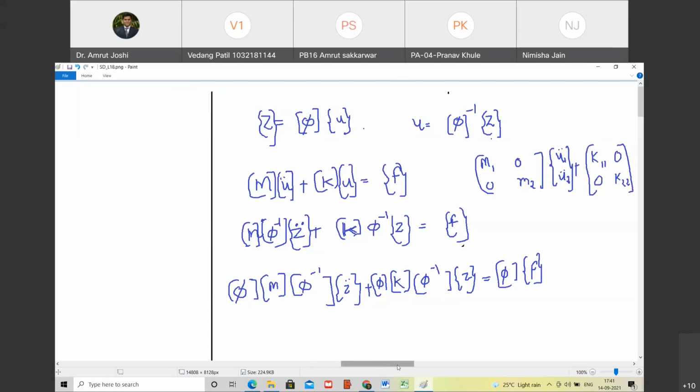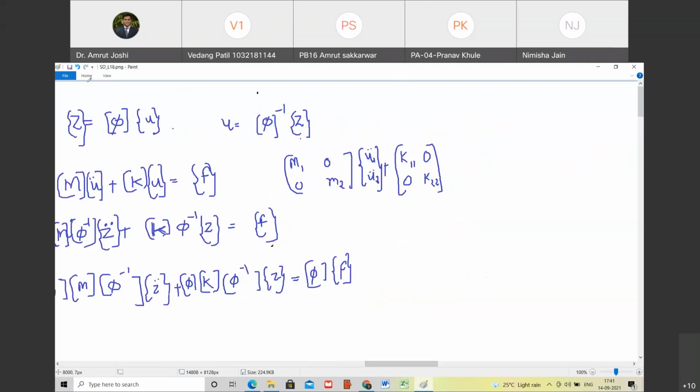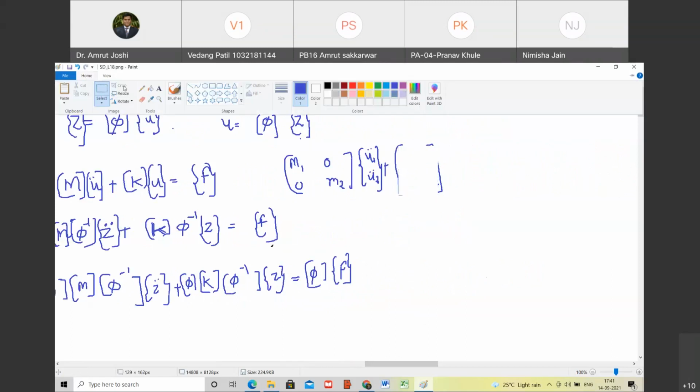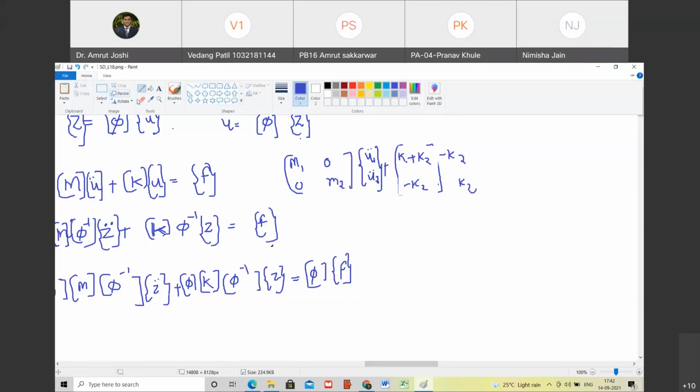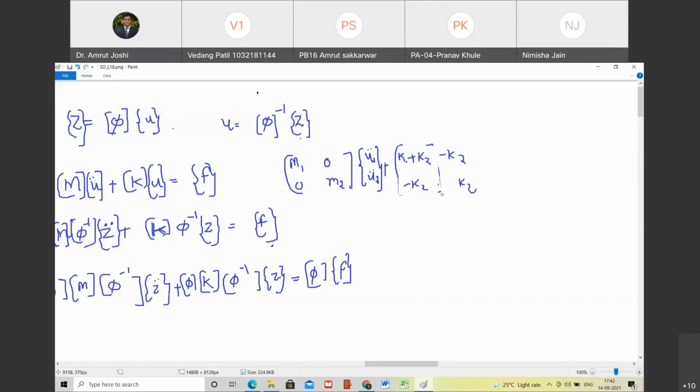We know what these elements are. But in this particular case, this is not a diagonal matrix, so you have this matrix populated everywhere. Are you with me? K1 plus K2 here, then minus K2 here, minus K2 here, and K2 here. Do you agree with me? This is the K matrix that you have in your hand.